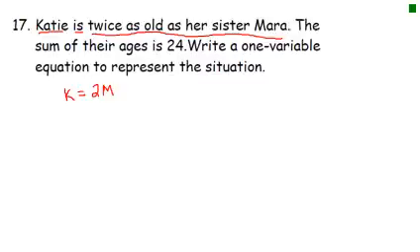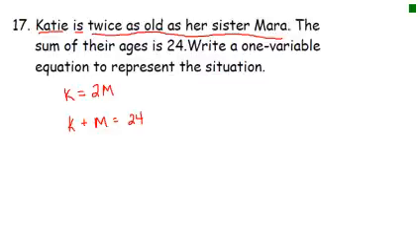It says the sum of their ages is 24. So we know sum means to add. So if I add Katie's age with Mara's age, that's going to equal 24. And it says here, write a one variable equation. So they want us to write an equation with just one variable to represent the situation.